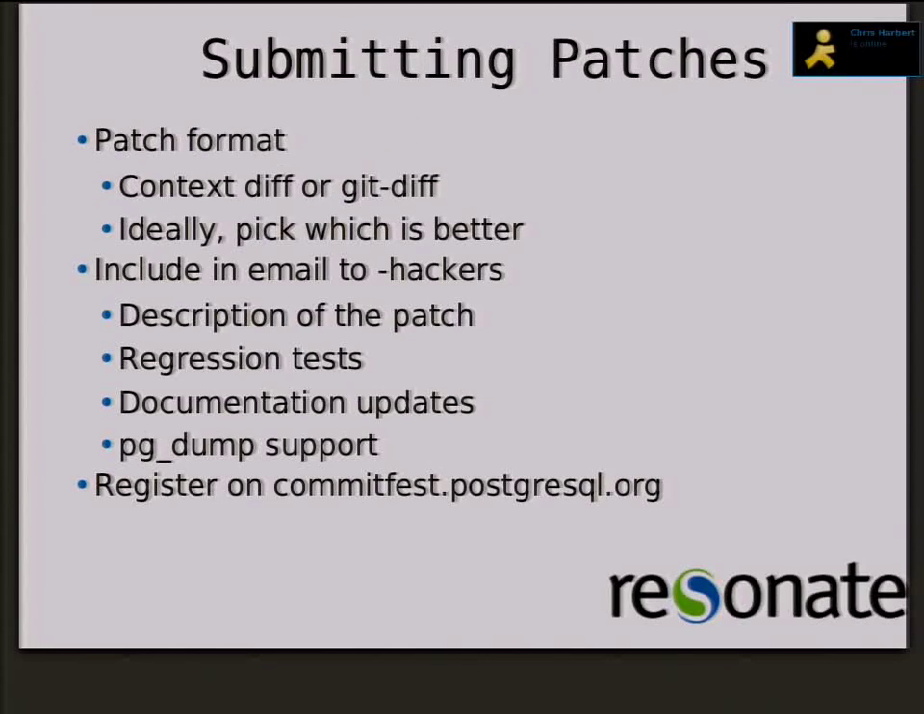Submitting patches. You want to use context diff, or git diff, I guess it's acceptable nowadays. In an ideal world, you would pick whichever makes your diff more readable if someone wants to just read it. I think in general we prefer context diffs because they typically are more readable because they don't mix things, but git diff is okay also, I guess. Make sure in your email to hackers you include a description of what your patch is, why it's doing what it's doing, and why it's useful to you. Make sure you have regression tests, documentation updates, and pg_dump support if it's something you're doing. And then register it on commitfest.postgresql.org.